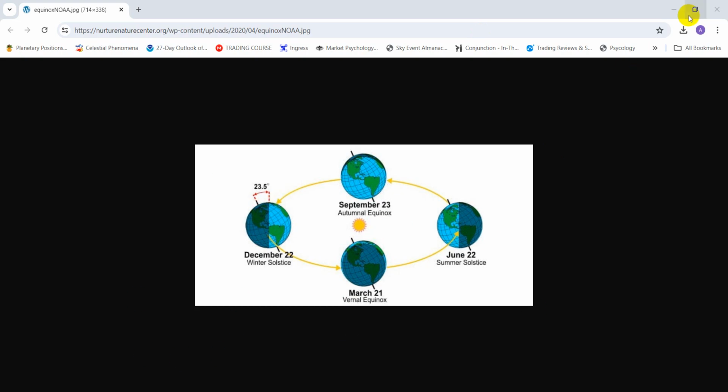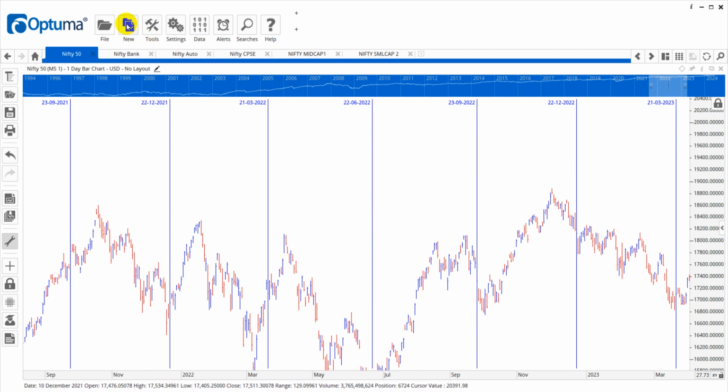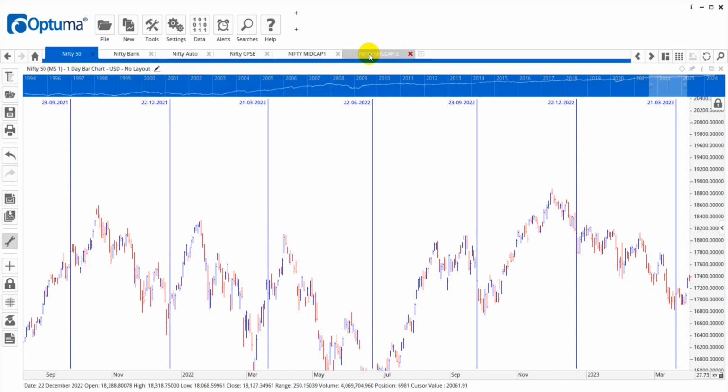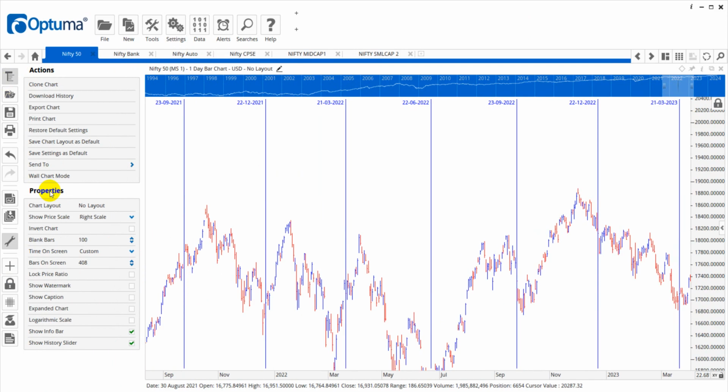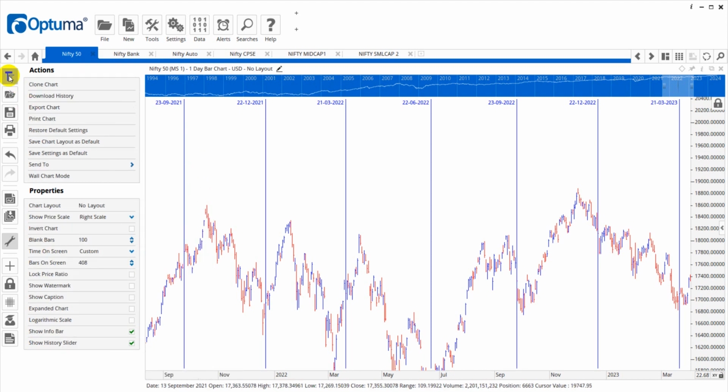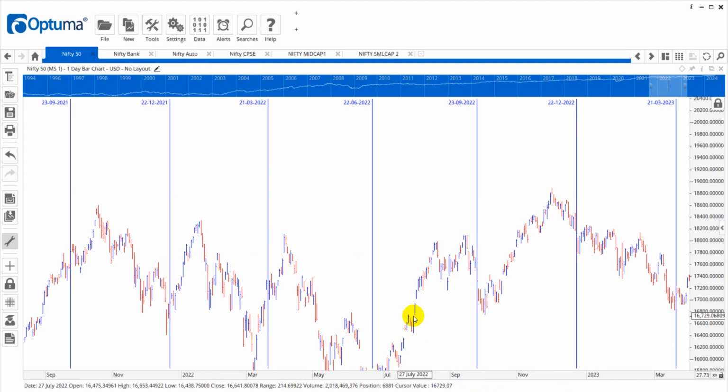I'm using software called Market Analyst Professional, and here they have one good feature which we call Gann seasonal dates. It says the seasonal dates plot the major and minor dates of W.D. Gann would watch for change in trend direction. These dates can be seen on the outer wheel of the Square of 9 chart. Basically, it will draw these four dates. Let me quickly show you. So these are the major dates: 21st March, 22nd June, 23rd September, and 22nd December. These dates are applicable every year, and generally we tend to see a good trend change around these dates.